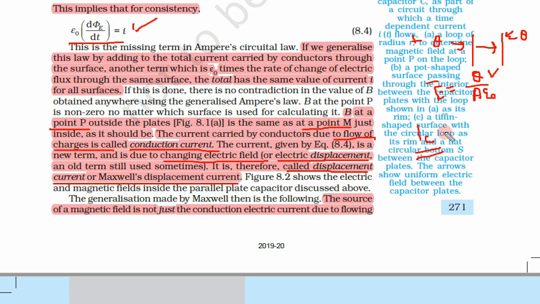So in any case, what is the total current inside a circuit? IC plus ID. So this is the total current. So instead of taking only conduction current, now we will take total current. Total current is conduction current plus displacement current. So what we see outside there is only IC. There is only IC because outside there is no electric field, but inside there is electric field and ID is only there. But inside IC is not there.